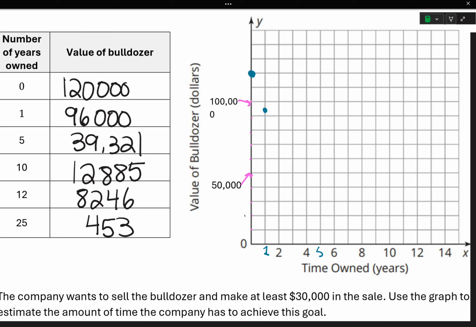After 5 years, we're at $39,000. After 10 years, we're only at 12. At 12 years, we're at 8,000. And I don't even have a 25 there. Let's draw a line. Let's attempt to draw a line. Let's do this. We can do it.